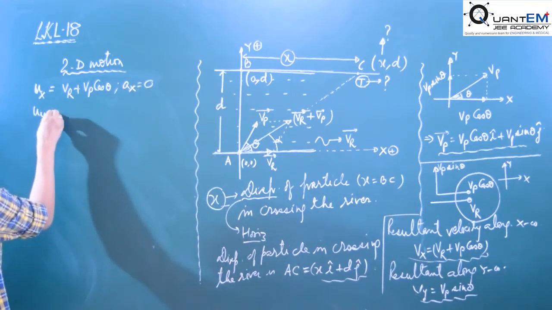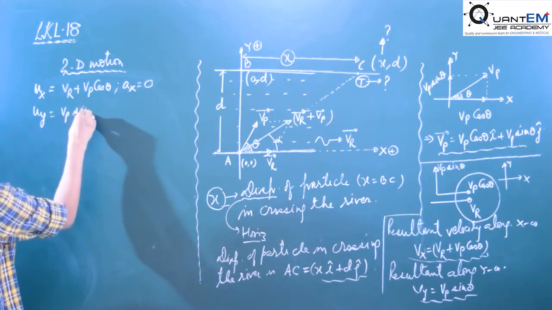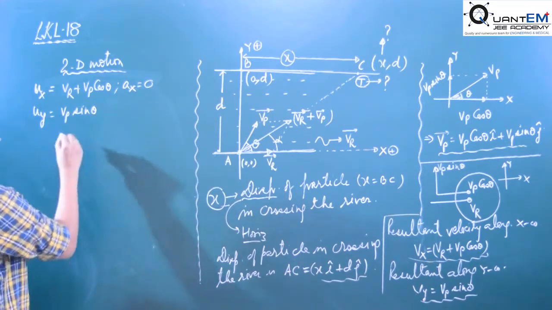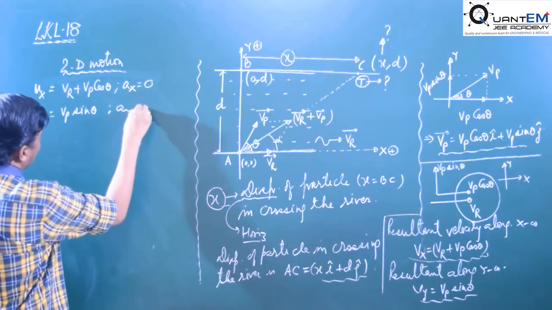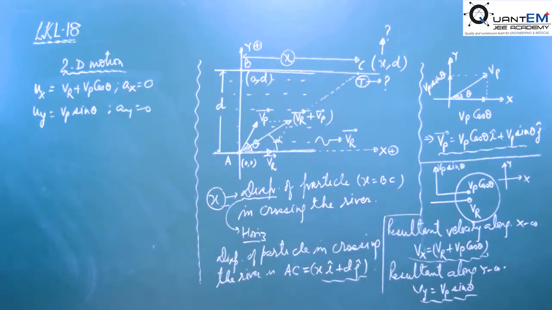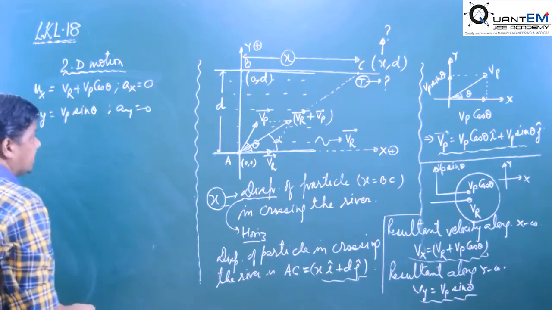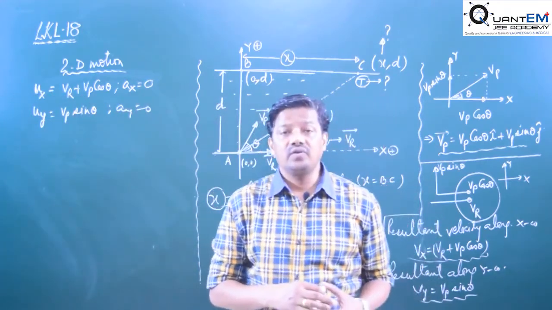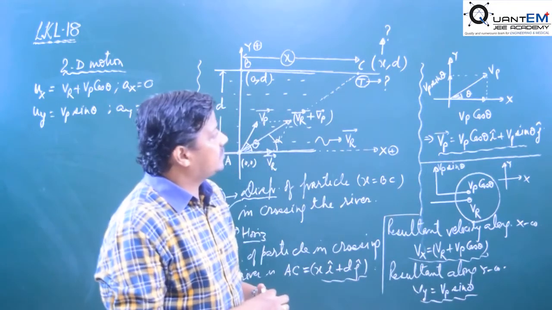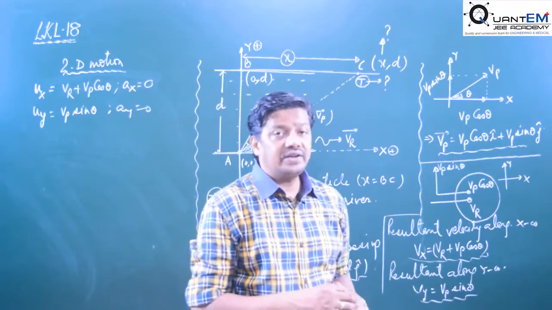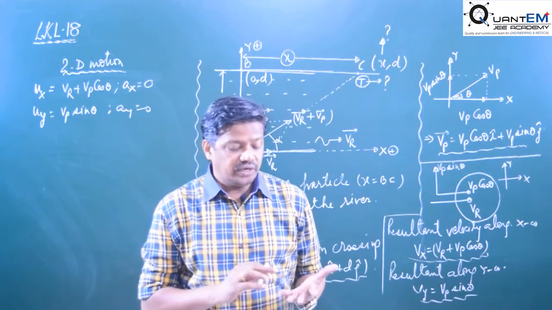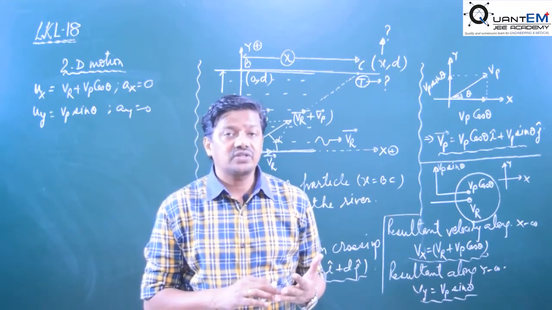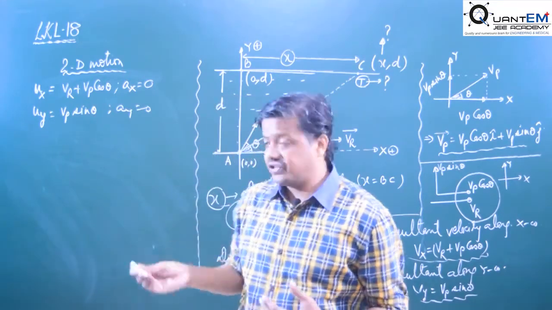What is the velocity along y coordinate? It is the component of the particle's velocity, that is Vp sin theta. And what about the acceleration along y coordinate? That is 0. Okay. Now we have to find what? The time taken by the particle to cross the river. So displacement along one coordinate we have been given, and we have to find the value of time. So for the displacement time relation, the kinematical relation is what? ut plus half at square if acceleration is constant, although there is no acceleration here.